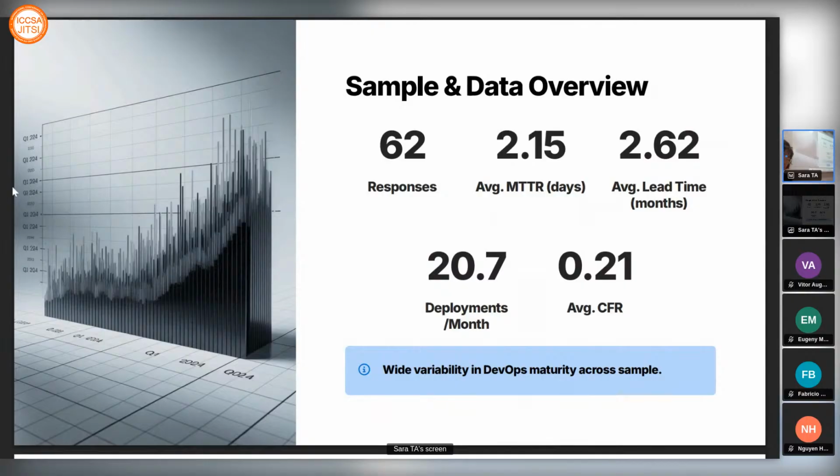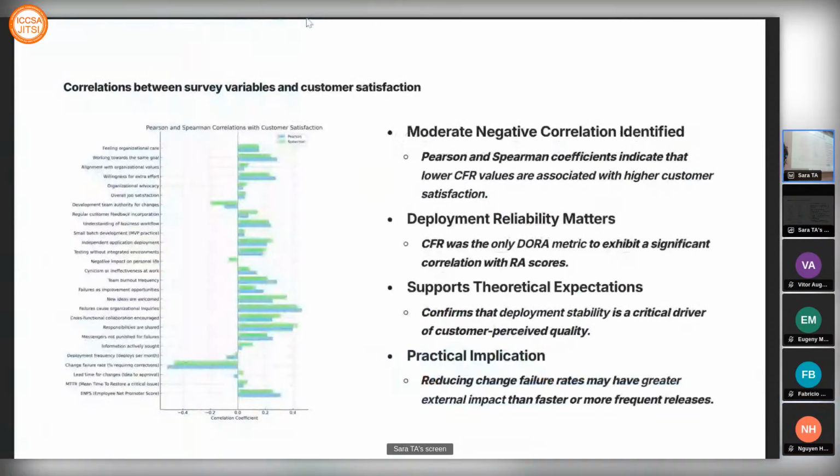This is an average mean time to recover, average lead time, deployment months, whatever. These are just a few numbers, but the most important slide from my point of view is this one, where we can measure correlations between survey variables. Here we have DORA metrics and the other questions about a lot of points of view collected from the researchers.